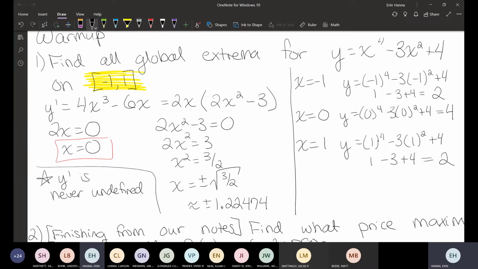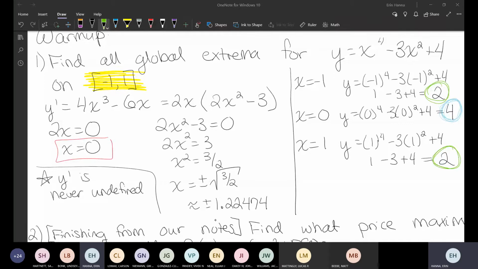Once you have those, remember at this point you're just figuring out what's the highest number you got, what's the lowest number you got. Now notice here, the highest number we have is 4, but the lowest number we have is actually tied between the other two. But remember, it's perfectly okay to have multiple global extrema if they are at the same y value. So those are both actually going to be global minimums.